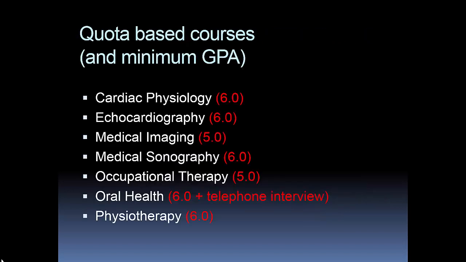Now, quota-based courses and minimum GPA. So these are the quota-based courses and their corresponding minimum GPA in red. The majority are minimum GPA of 6, which is a distinction average. There are a couple that are 5. And as I mentioned before, the Bachelor of Oral Health also has a telephone interview.